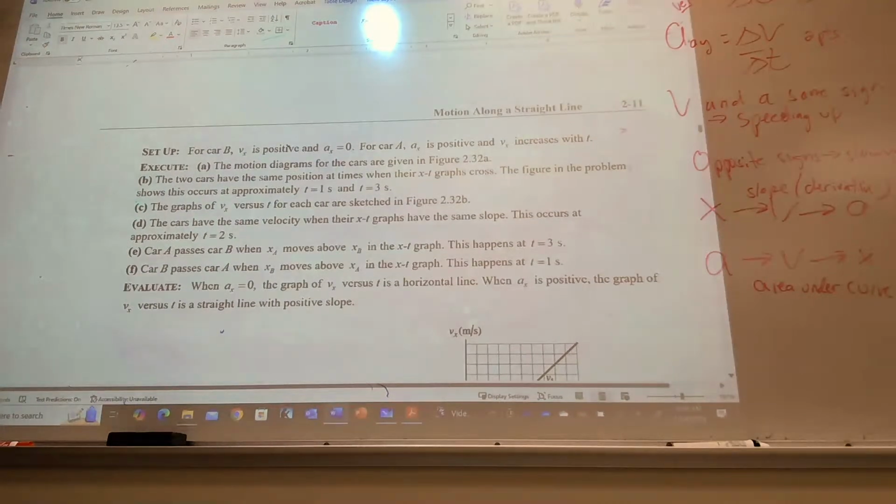Did you get D? At what times, if any, do they have the same velocity? Okay, anytime their slopes are the same, they're going to have the same velocity. Can you see anywhere that those two curves seem to have the same slope?